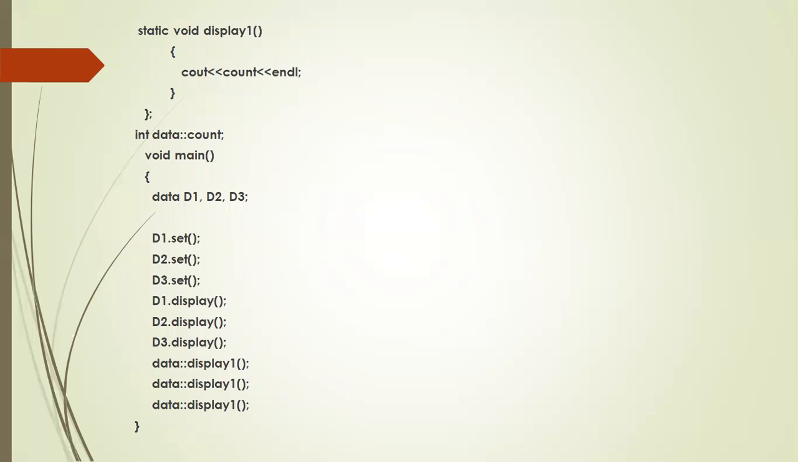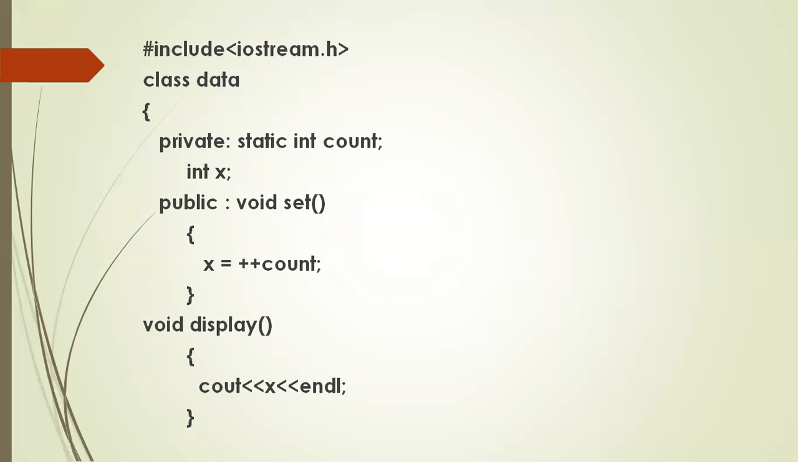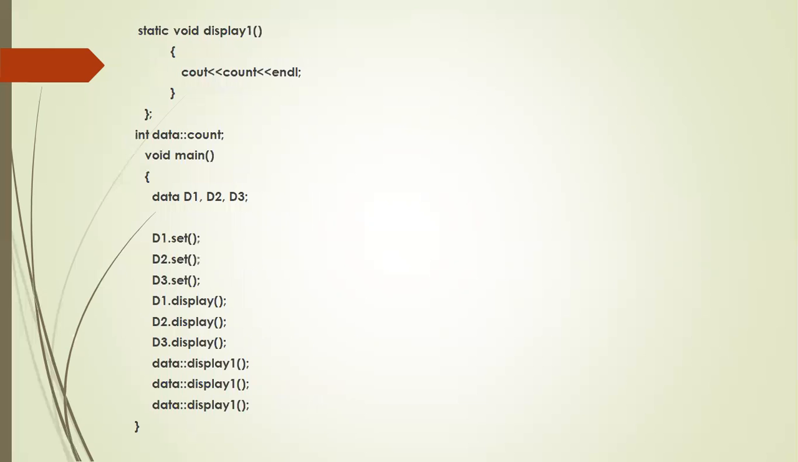We'll see what happens when you call the display function. In the display function, you're displaying the value of x. So when you call it with d1, it displays the value of d1.x. What is the value of d1.x? 1. Then when you call it with d2, it displays 2. When you call it with d3, it displays 3. So output will be 1, 2, 3.